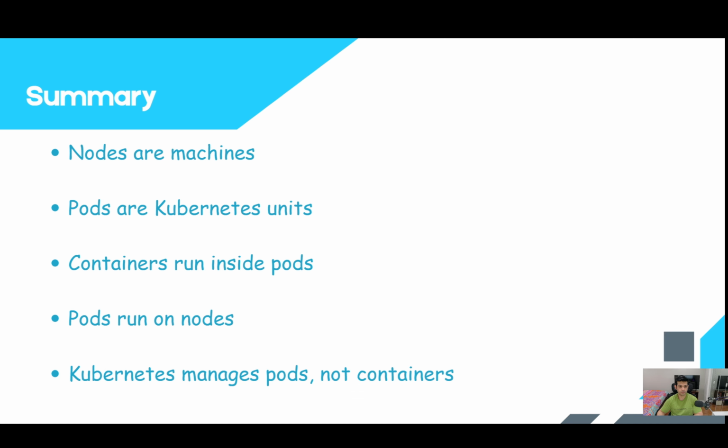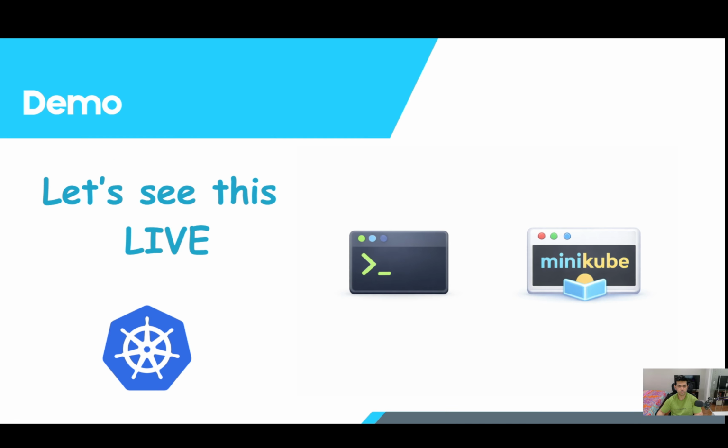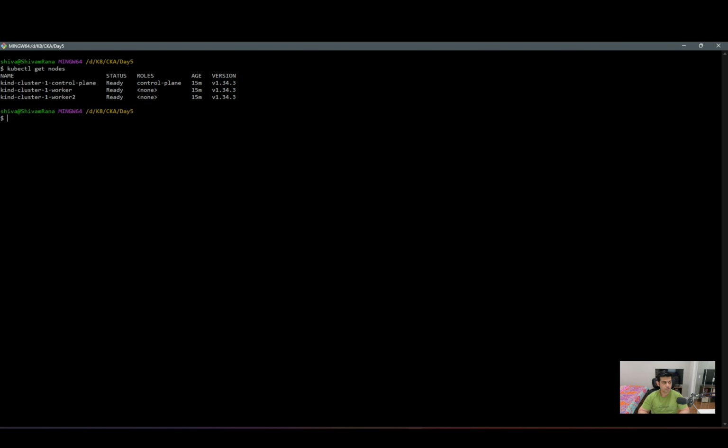Let's summarize everything. Nodes are machines. Pods are Kubernetes units. Containers run inside pods. Pods run on nodes. Kubernetes manages pods and not containers. So, when someone asks, where does my container run in Kubernetes? The correct answer is inside a pod, running on a node. Once this clicks, Kubernetes becomes much easier. Now let's head to the demo section and see how pods are created in Kubernetes.